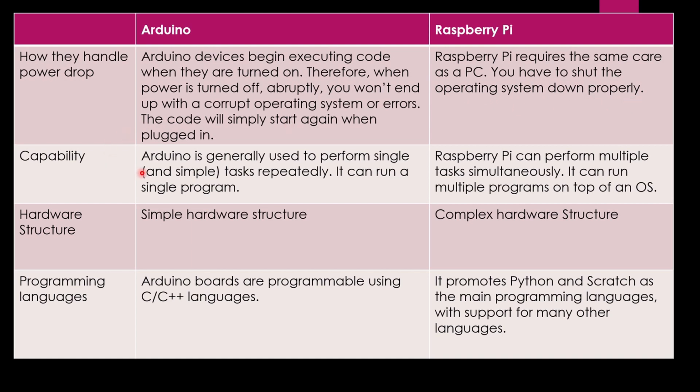As we discussed before, Arduino is used to perform a single task many times. That is, it can run a single program at a time, whereas Raspberry Pi is multitasking. It can run multiple programs together on top of an operating system. Another minor difference is that Arduino has a relatively simpler hardware structure as compared to Raspberry Pi. We can use C and C++ to program Arduino boards, whereas Raspberry Pi uses Python and Scratch as the main programming languages, along with support for many other languages.